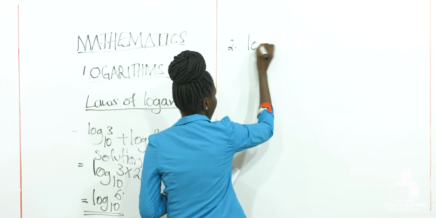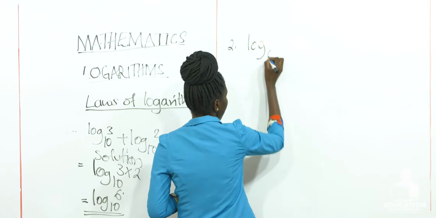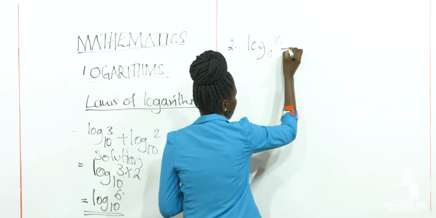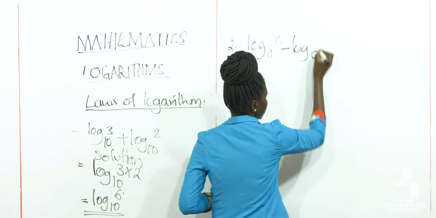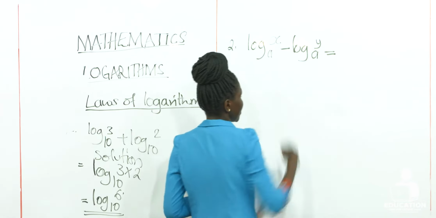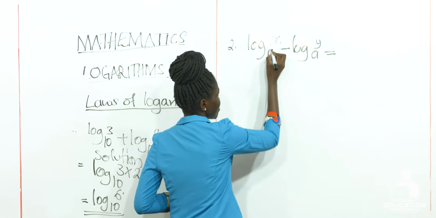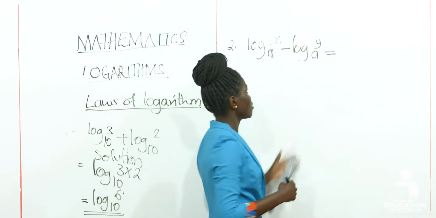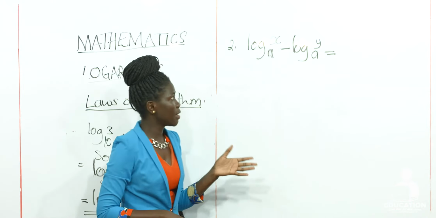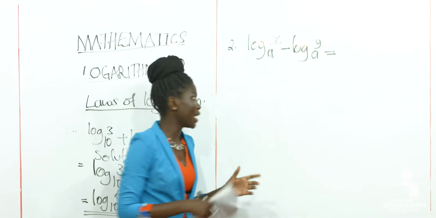Our second law says when subtracting numbers of the same base, we're simply going to divide the powers. So when given a number like this one, the two bases are the same, both to base A. This is base A and this is also base A. So when given a number having the same base and their subtraction, we are going to divide the powers.